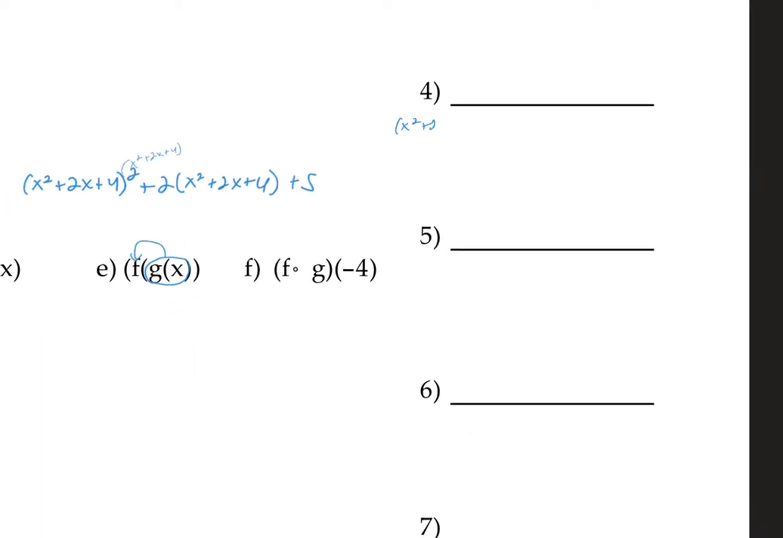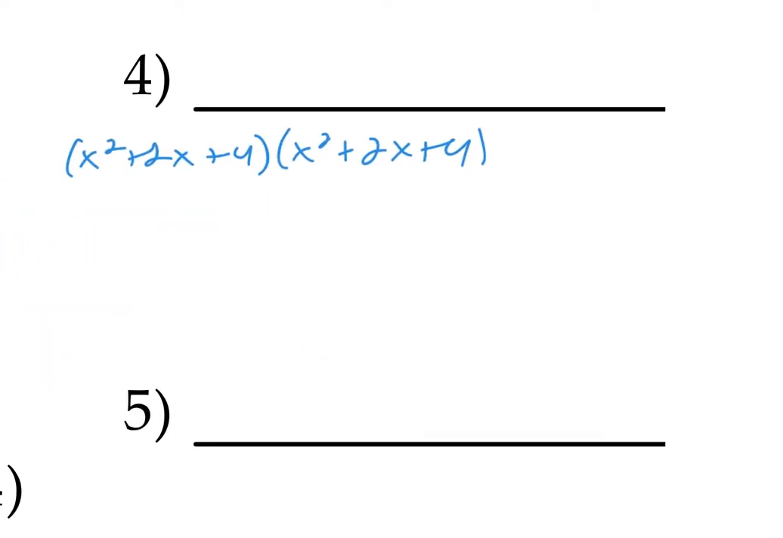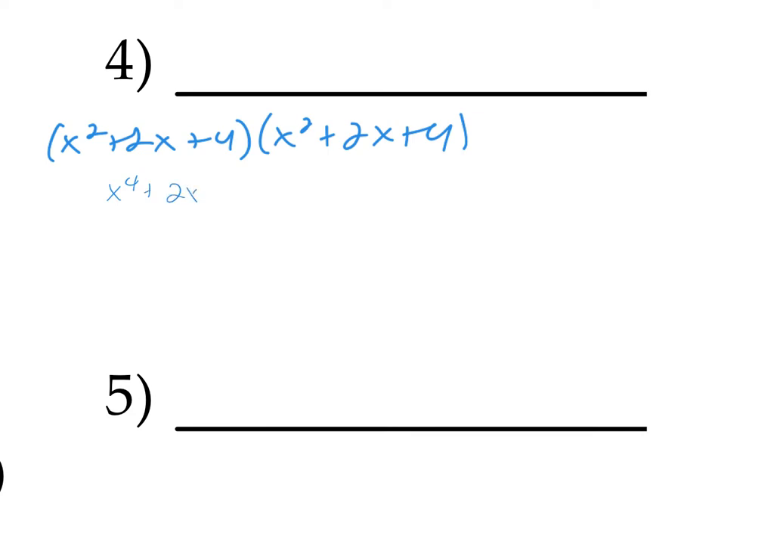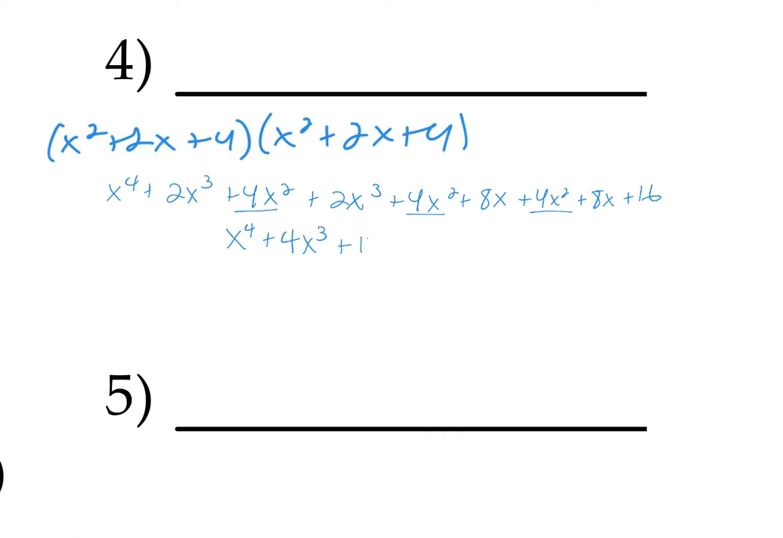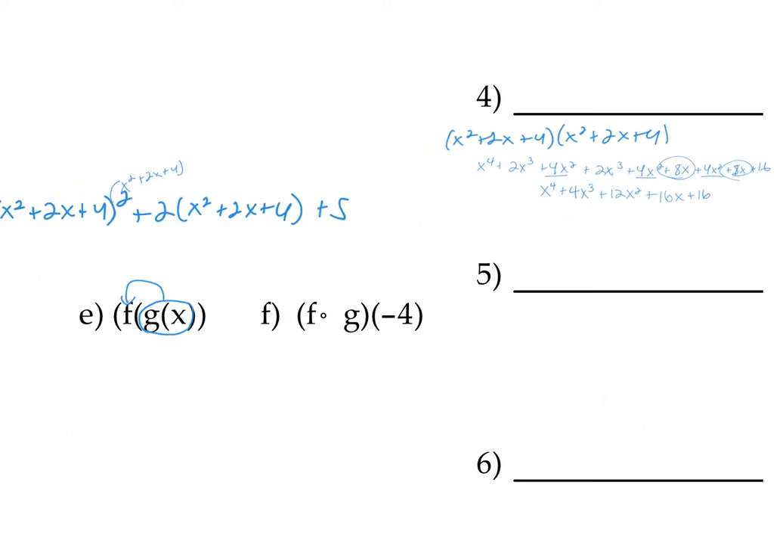So x squared plus 2x plus 4 times x squared plus 2x plus 4 is x to the fourth plus 2x to the third plus 4x squared plus 2x to the third plus 4x squared plus 8x plus 4x squared plus 8x plus 16. X to the fourth plus 4x to the third plus 12x squared plus 8x plus 8x, 16x plus 16. So that's the squared part.